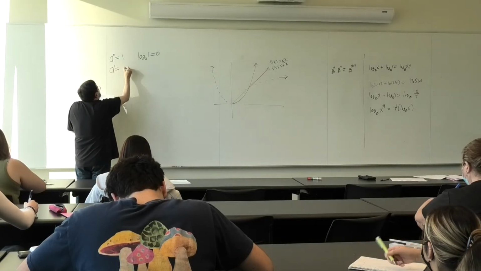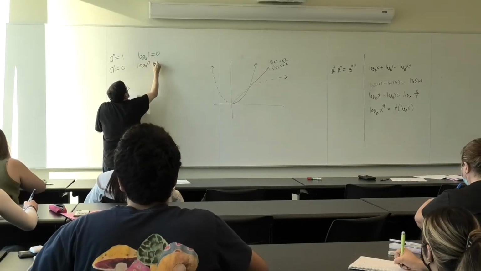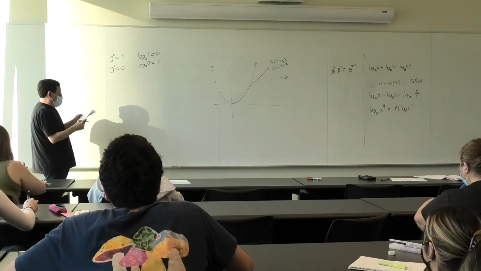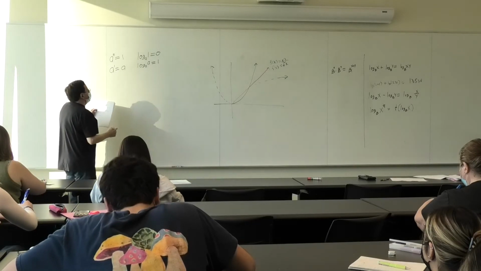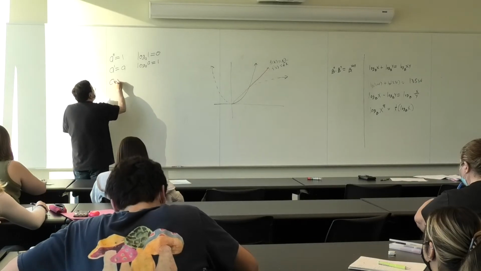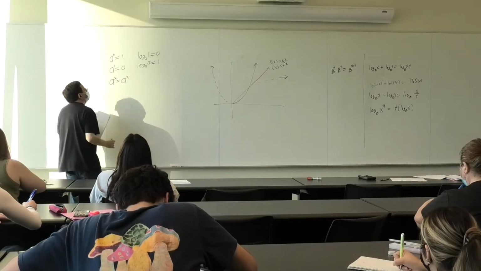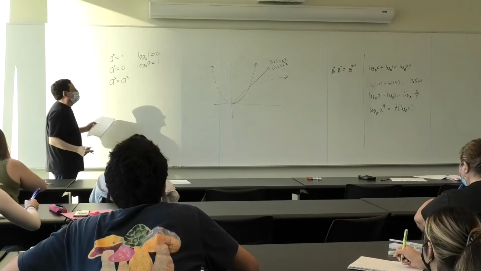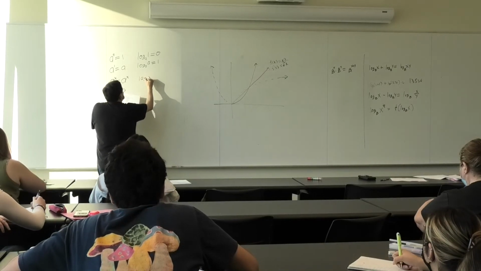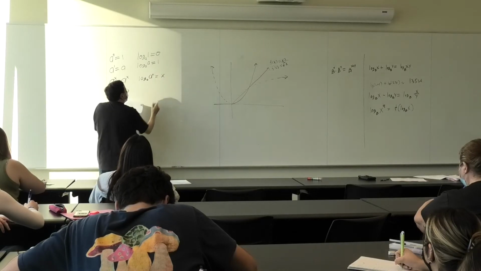A to the 1, of course, is equal to a. So log to the base a of a is 1. Now this one's going to look a little funny, but a to the x is of course equal to a to the x. That's not saying much, right? But the log version of this is log to the base a of a to the x is x.